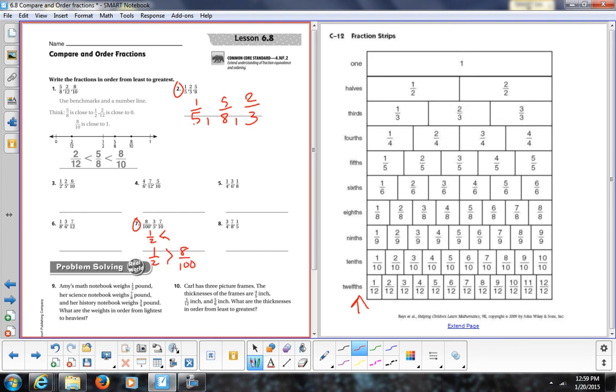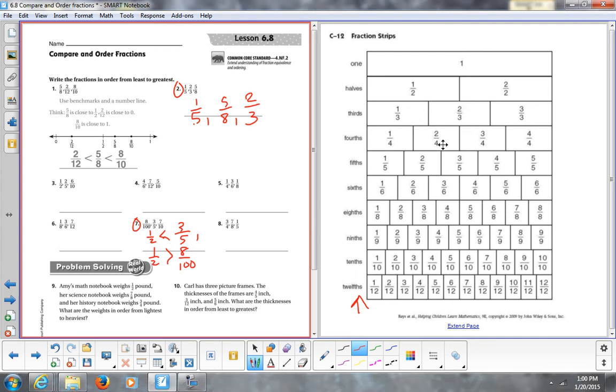How about 3/5? Half of 5 is 2.5. Okay, so 3 is bigger than 2.5, so that is actually bigger than 1/2. And what's half of 10? Half of 10 is 5, and 7 is bigger than 5, so 7/10 is also bigger than a half. So my smallest number then is going to be my 8/100.